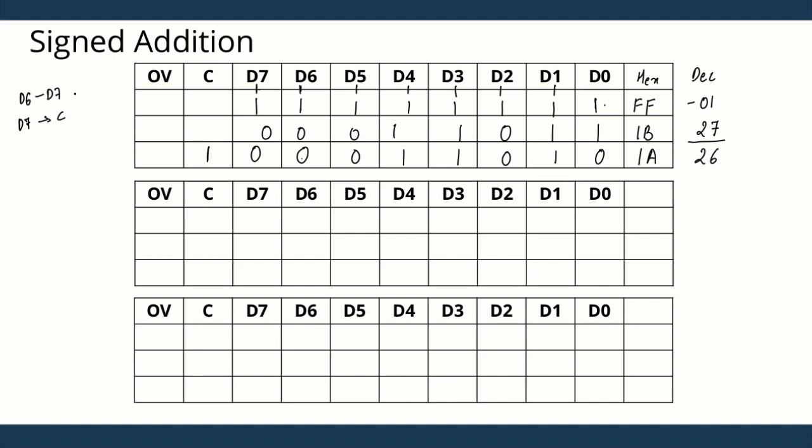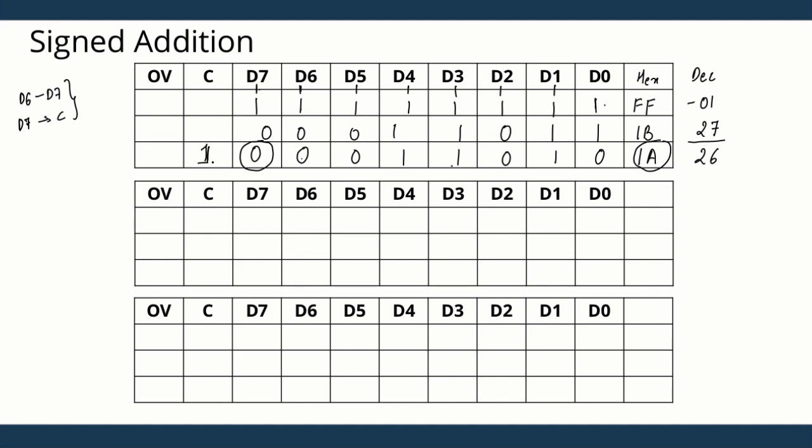The final answer is 0, 0, 1 and 1A. So here you have a positive number. By looking at the MSB, we know that it's a positive number, and this number is 1A. That is what we have actually calculated before. So this answer is right.